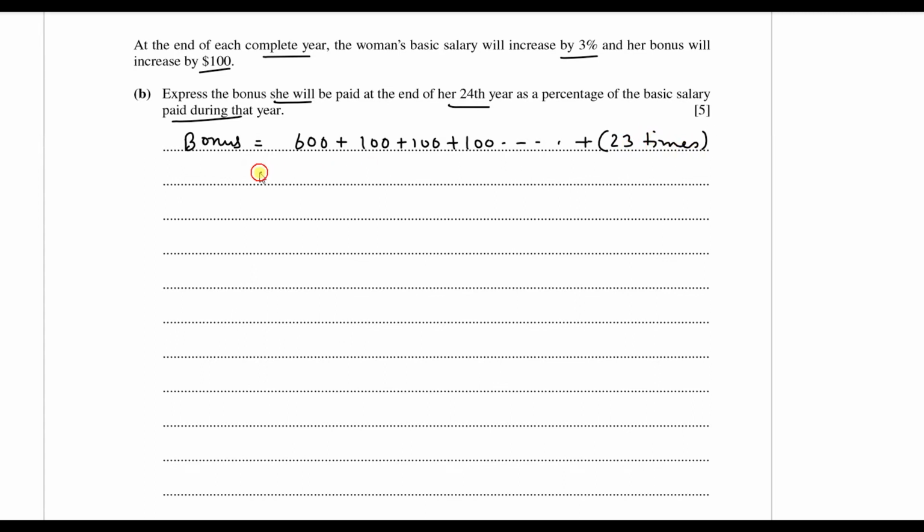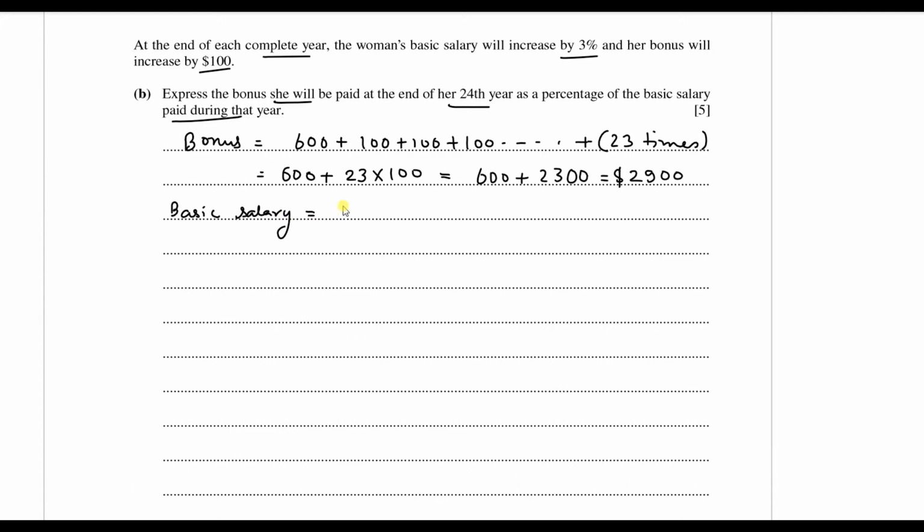So we can calculate it as 600 plus 23 into 100. It is going to be 600 plus 2300, and it is going to be $2,900. So the bonus at the end of the 24th year will be $2,900, and now her basic salary is increasing by 3% per year.